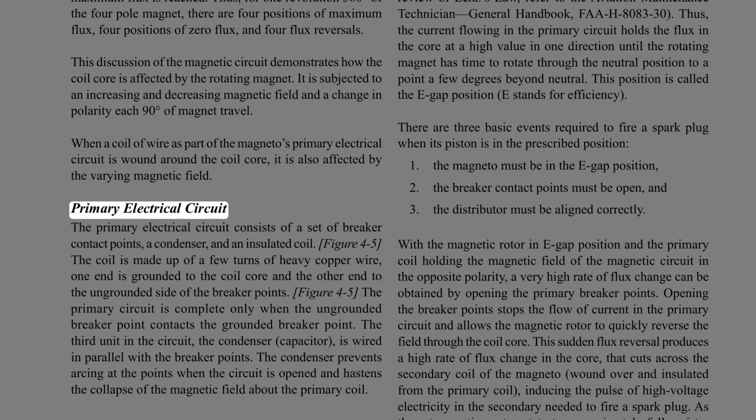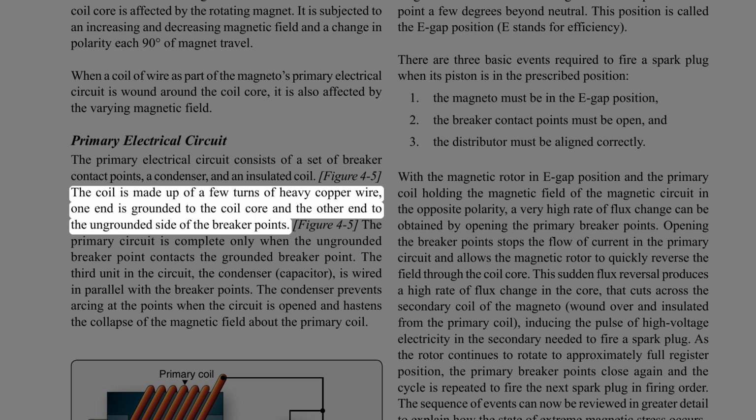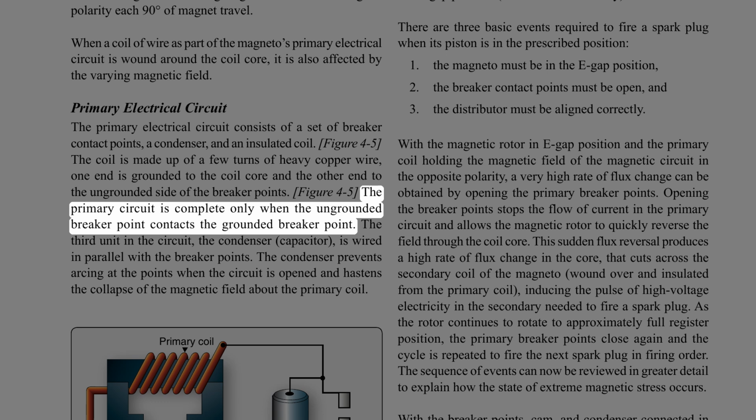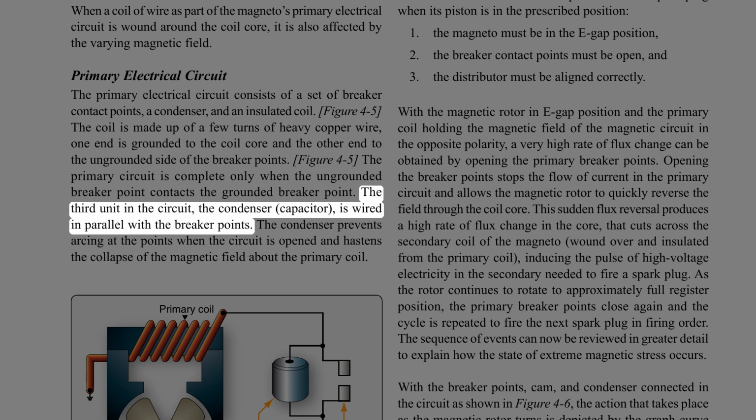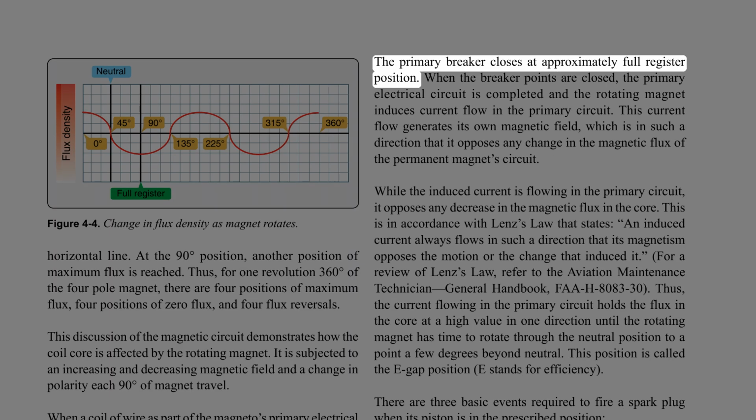Primary electrical circuit. The primary electrical circuit consists of a set of breaker contact points, a condenser, and an insulated coil. The coil is made up of a few turns of heavy copper wire. One end is grounded to the coil core and the other end to the ungrounded side of the breaker points. The primary circuit is complete only when the ungrounded breaker point contacts the grounded breaker point. The third unit in the circuit, the condenser (capacitor), is wired in parallel with the breaker points. The condenser prevents arcing at the points when the circuit is opened and hastens the collapse of the magnetic field about the primary coil. The primary breaker closes at approximately full register position.